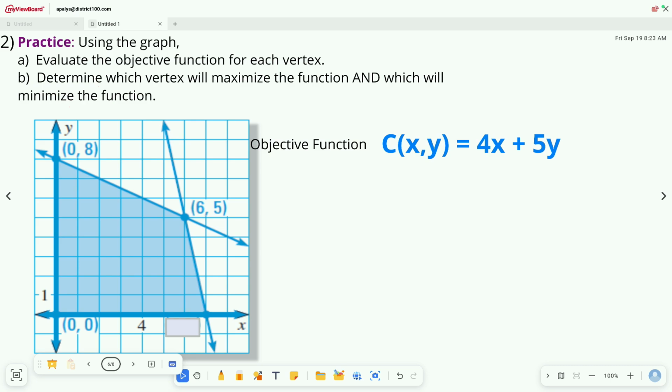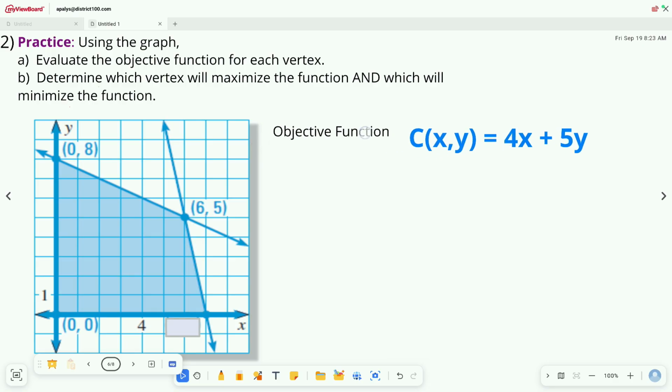They did give us the objective function because there's no word problem that goes along with this. So first they want us to evaluate the objective function for each vertex and then determine which vertex maximizes the function and which one minimizes the function. I believe that this is exactly like the mild on the test. We ask you for the maximum and the minimum.